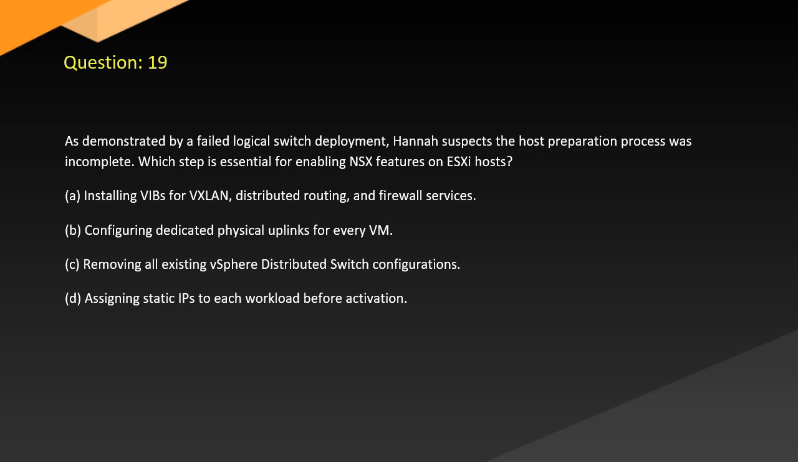Question 19. As demonstrated by a failed logical switch deployment, HANA suspects the host preparation process was incomplete. Which step is essential for enabling NSX features on ESXi hosts? A. Installing VIBs for VXLAN, distributed routing, and firewall services. B. Configuring dedicated physical uplinks for every VM. C. Removing all existing vSphere distributed switch configurations. D. Assigning static IPs to each workload before activation.